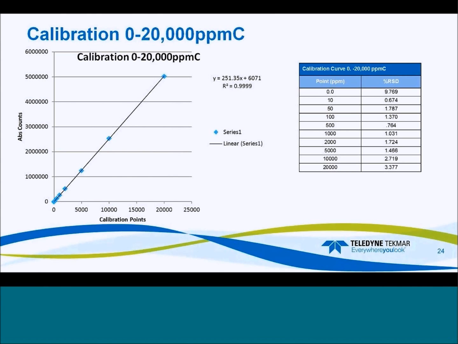The R squared value is 0.9999, and you can see the points that were used on the right-hand side. There's quite a few of them, and all of the RSDs are less than 5%, so everything has a good RSD. It's a linear range. And this will help with a large increase of sample throughput, avoiding several methods and calibrations.